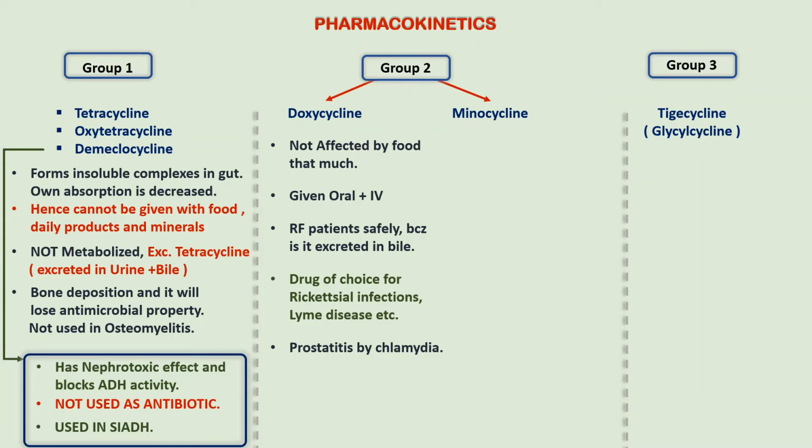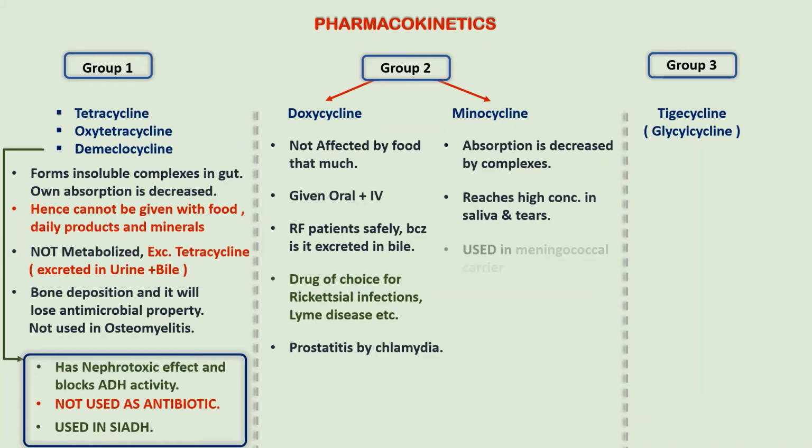Now the second drug of group 2 is minocycline. Its absorption is decreased when consumed with food, and thus it is recommended not to be used along with dairy products. Minocycline reaches higher concentration in saliva and tears, so it can be used in meningococcal carrier state.